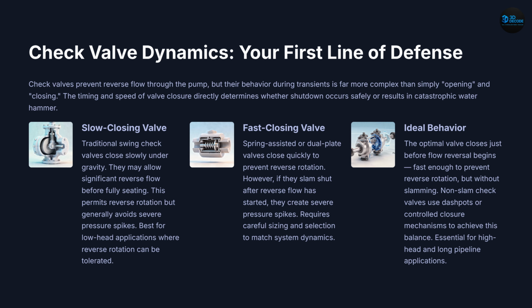Slide 7. Check valve role. Check valves prevent reverse flow, but their behavior is critical. If they close too slowly, reverse flow occurs. If they close too quickly, they create pressure spikes. The ideal valve closes at the right moment without causing shock.